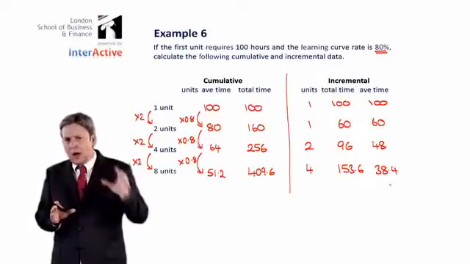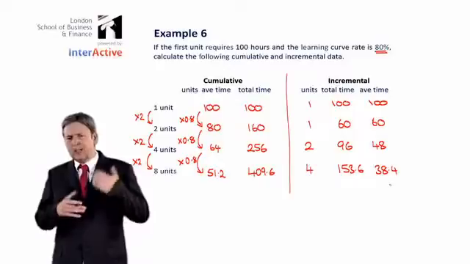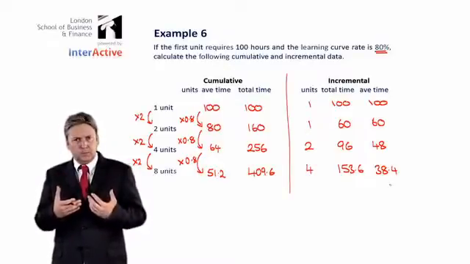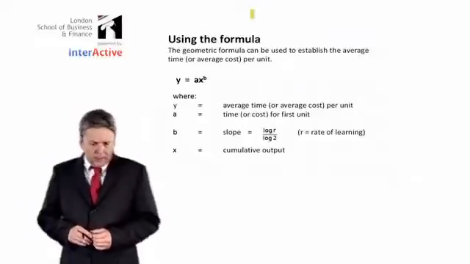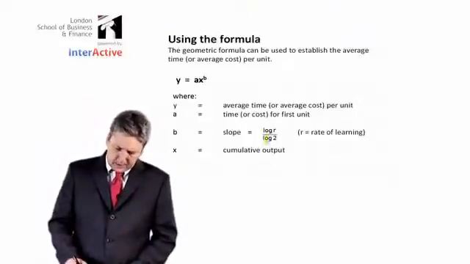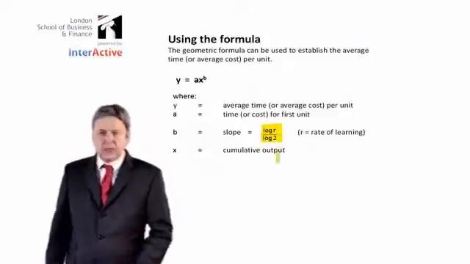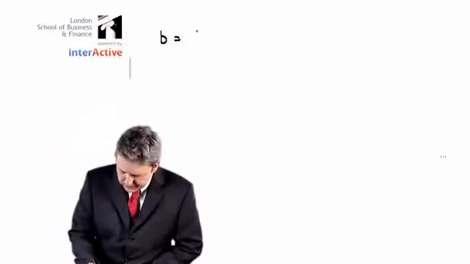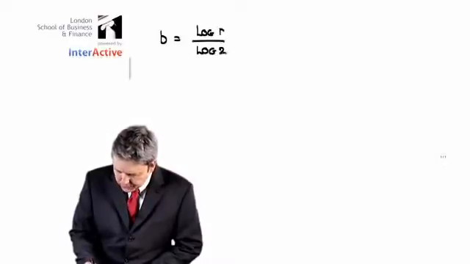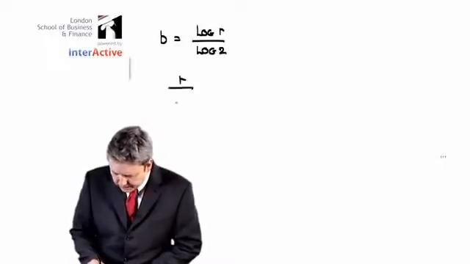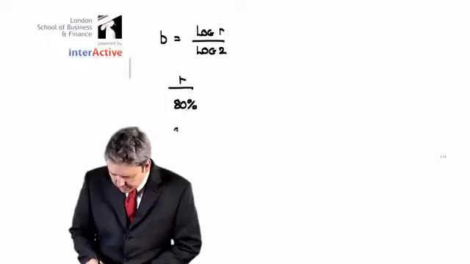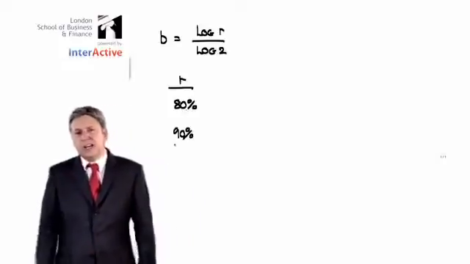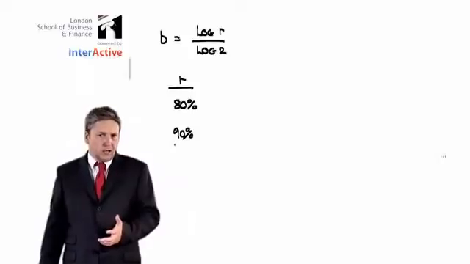What I want to do is I want to go away and look at the formula and see how the formula may work. So let's look at the formula more closely now. And the first thing I want to do is I want to look at B, the slope. It's the log of the learning curve rate over the log of 2. Let's see how this works. We said that B is the log of R over the log of 2. So let's just have a couple of rates here. The classic rates that you get in exam questions, they don't have to be this at all, but they tend to be 80% or 90%, okay?